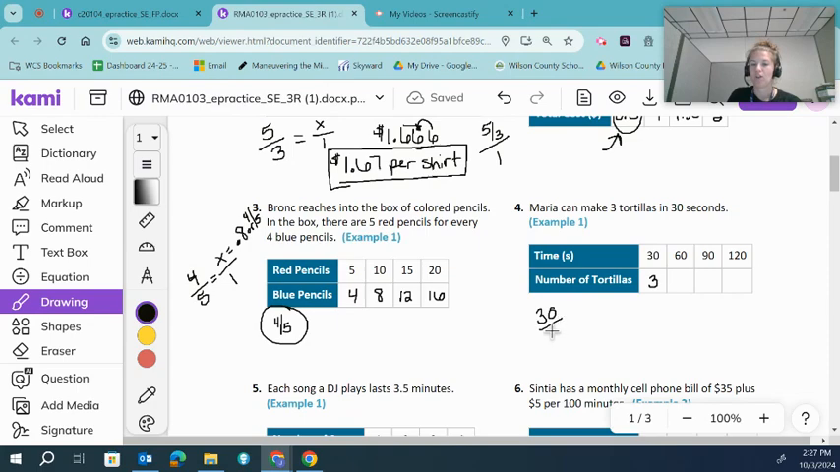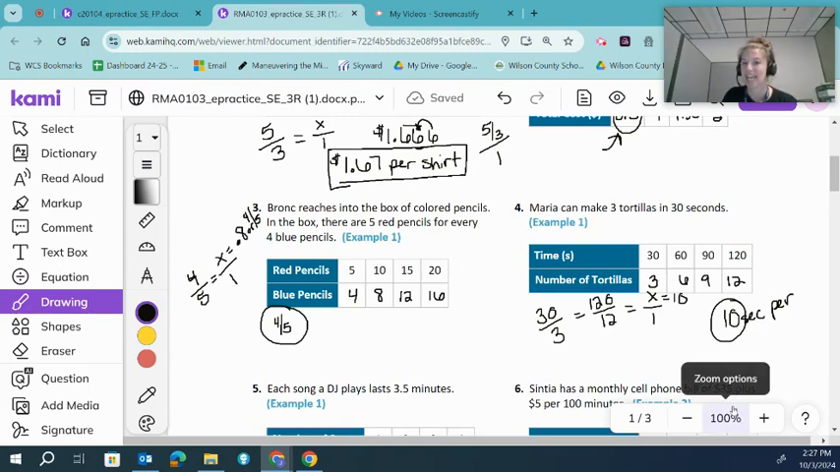So we have our fraction of 30 over 3. We could also use any of the other fractions available in your table. They're all going to simplify to the same thing. So if I wanted to use the 120 over 12, I could still figure out x over 1 is how many? Well, that's going to be 30 divided by 3 is 10. 120 divided by 12 is 10. So that means x is 10. It's going to take 10 seconds per tortilla. Okay, so your unit rate and your constant of proportionality is 10.